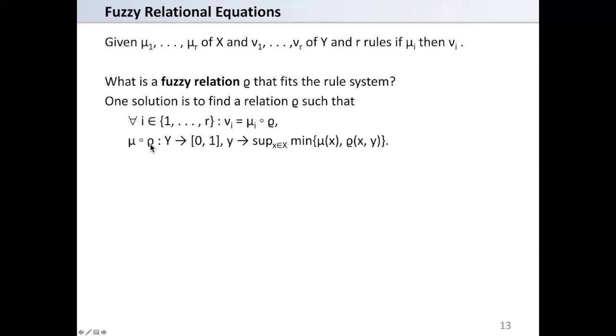Mu composition rho is a mapping from Y to the interval [0, 1] such that for y, it is the supremum over all x values of the minimum of the membership value mu of x and rho of x, y. After taking the minimum, we are finding the supremum.